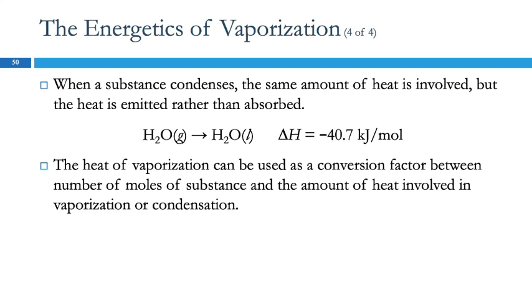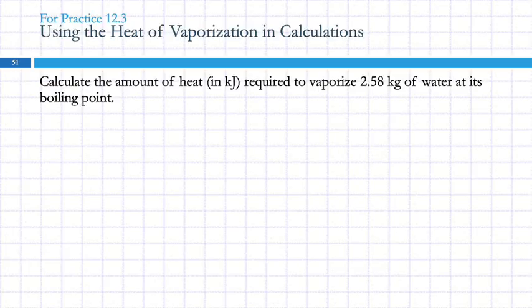When a substance condenses, that's the opposite reaction, right? It's going from a gas to a liquid. Delta H is the same number, but opposite in sign. Because evaporation is endothermic, condensation is exothermic. And so we can use this number as a conversion factor to figure out how much heat is involved when something evaporates. Let's do that.